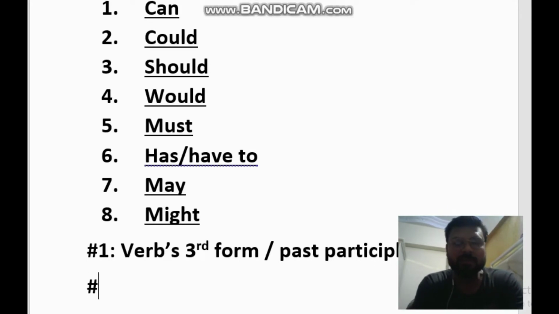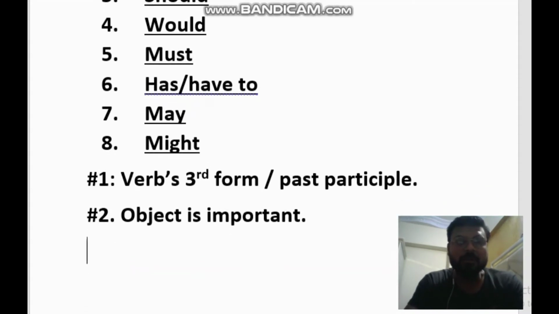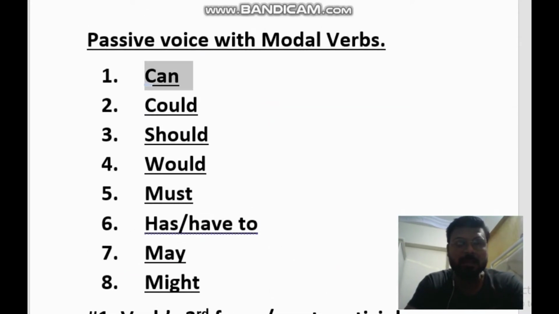Number 2 is that the object is important, right? Means without an object there is no passive. So we need to take care of these 2 things when it comes to a passive with modal verbs. If you take care of these 2 things, you will definitely not be making a wrong passive anywhere, anytime. Okay, so let's talk about the first thing that we had, which was can.